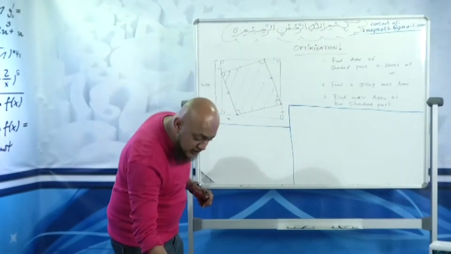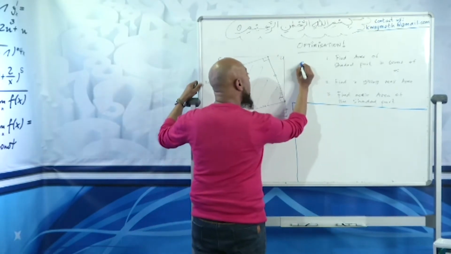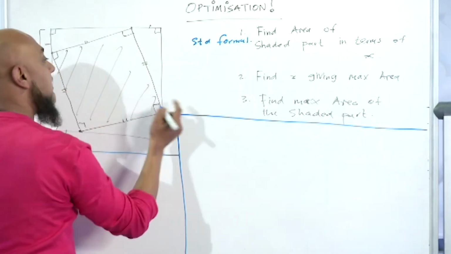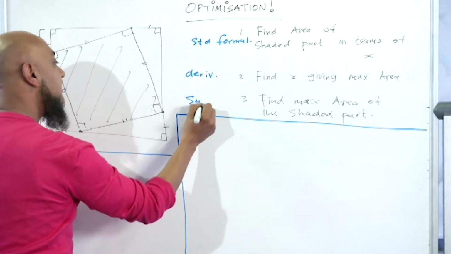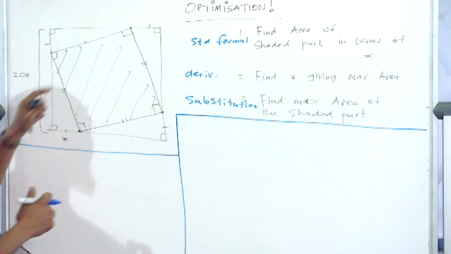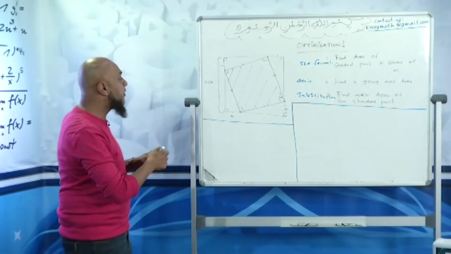Now what did I tell you guys when we deal with optimization? The first one, standard formula. Second one, derivative. Last one, substitution. It's generally always done in these 3 steps. Standard form, derivative, substitution. So let's put it into standard form.